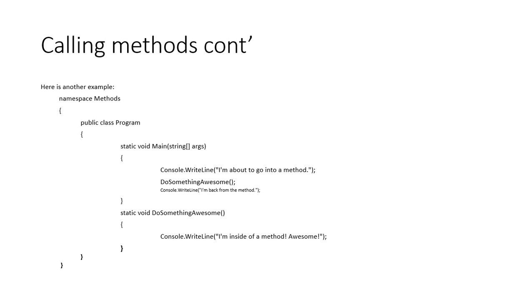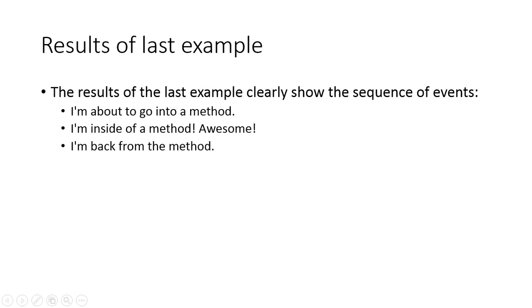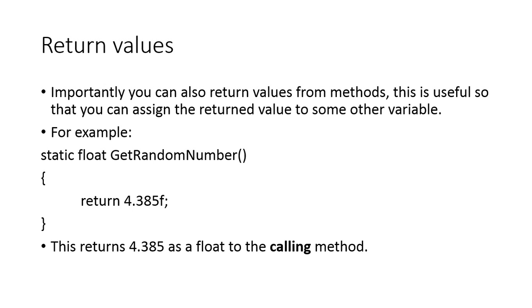Here's another example. This shows you exactly what's going on, because main happens, and then Console.WriteLine, I am about to go into a method, do something awesome, and then inside of do something awesome, I'm inside of method awesome. And then Console.WriteLine says I am back from this method. So if you were to run this, you'd get, I'm about to go into a method, I'm inside of a method, awesome, I'm back from the method.